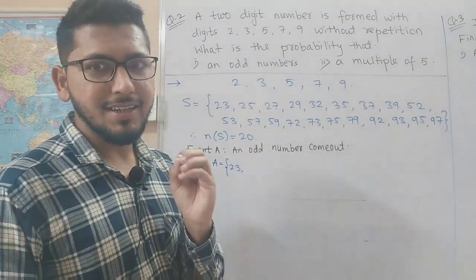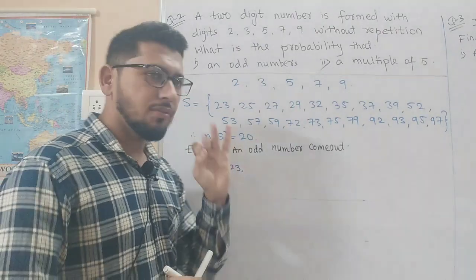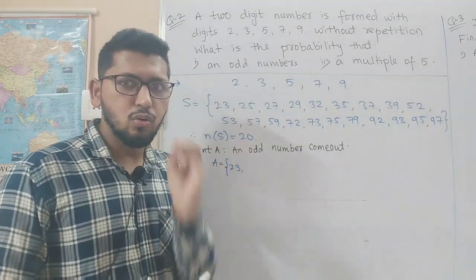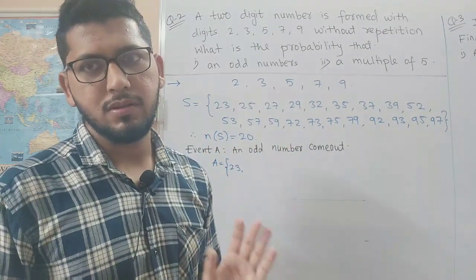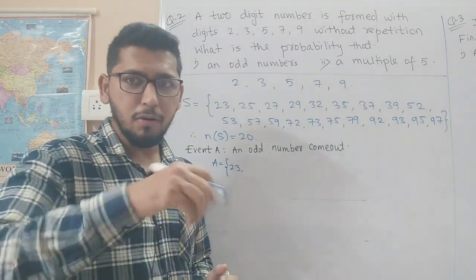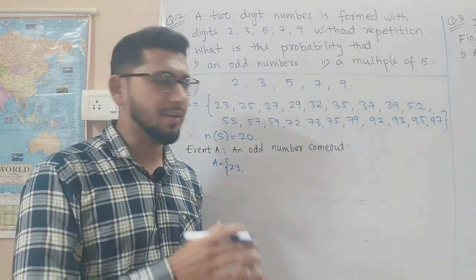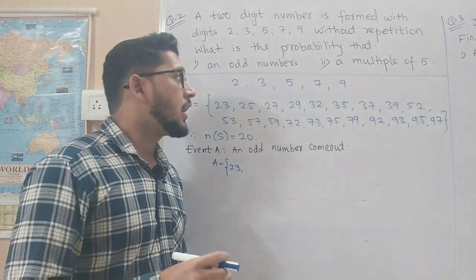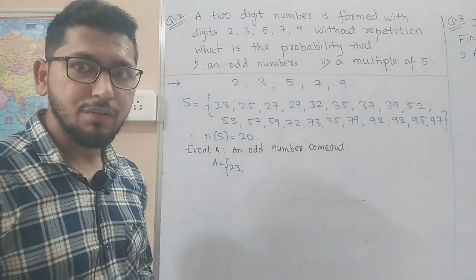तो जो भी डिजिट के अंदर यूनिट प्लेस 3, 5 और 7 आए, those numbers are called odd numbers. जिसका यूनिट प्लेस मल्टीपल ऑफ 2 रहेगा, like 2, 4, 6, so that is not an odd number, there will be an even number.